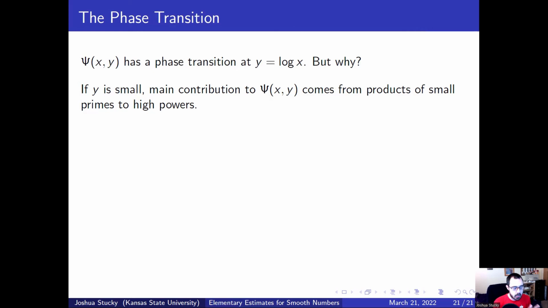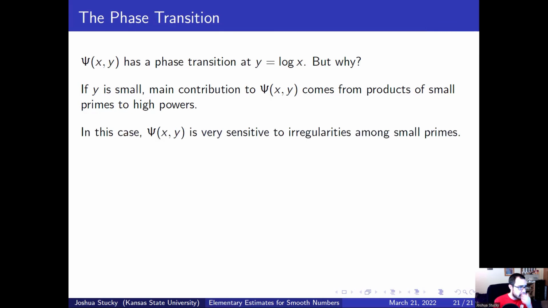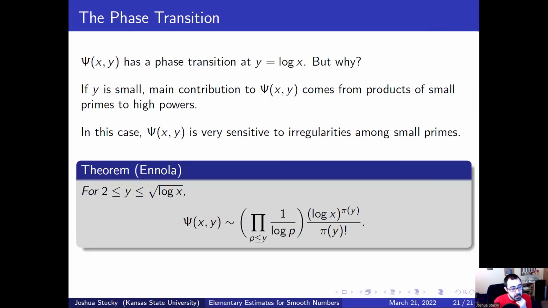And so because your main term is coming from products of small primes, it's very sensitive to the irregularities of the small primes. In this case, because you're not able to see all the primes in aggregate, you're really sensitive to all these weird irregularities that happen among small primes. And in fact, you can quantify this.